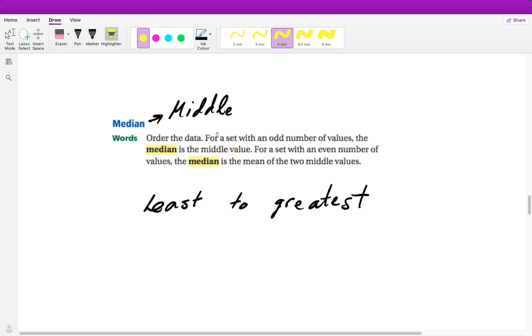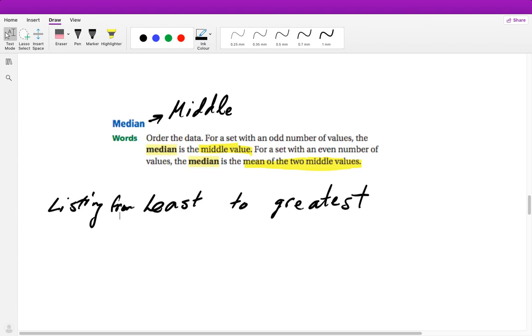So if we have an odd total number of values, then it's easy. It's the one directly in the middle. If we have an even number of values, this is where it gets a little bit trickier. Then our median is the mean, or the average, of the two middle values. So write down this definition. Make sure that you are listing from least to greatest. It is very important. If you don't list them from least to greatest, it's impossible for you to get this answer right.